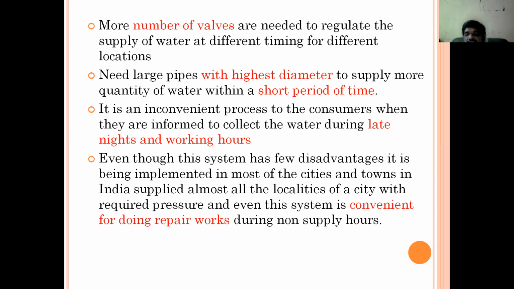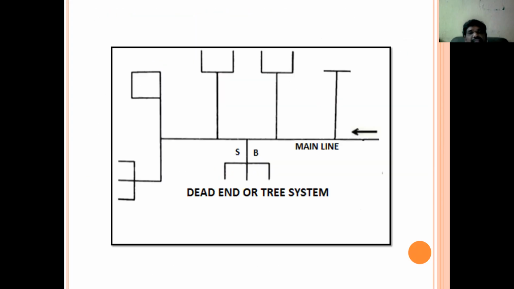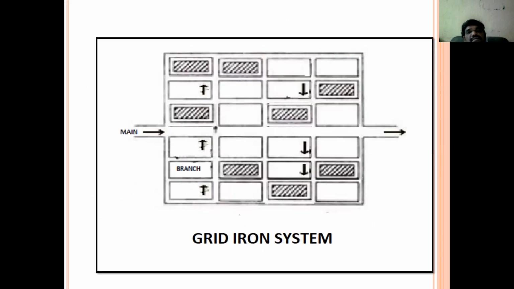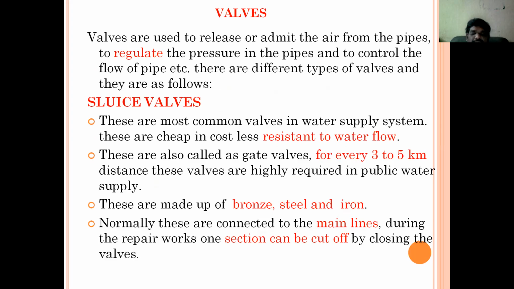See here, after that, we have seen layouts of distribution system. Different types of layouts we have seen. The first one is dead end system, grid system, circular distribution system, radial system. These four are the layouts we have seen. They're followed by valves.